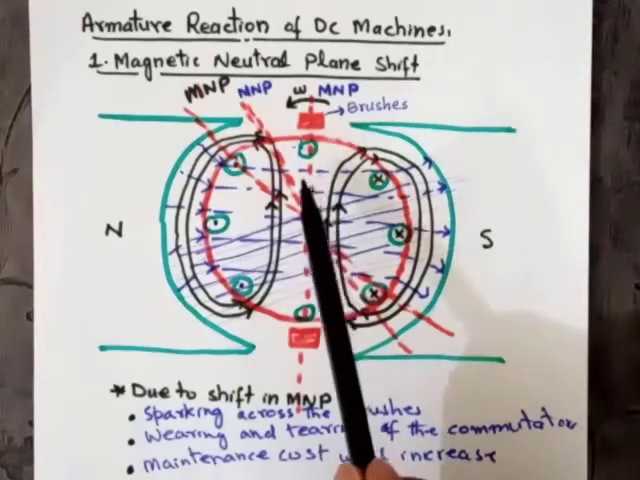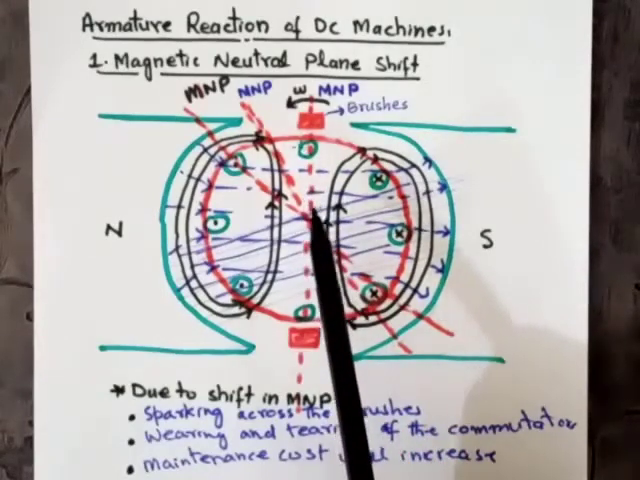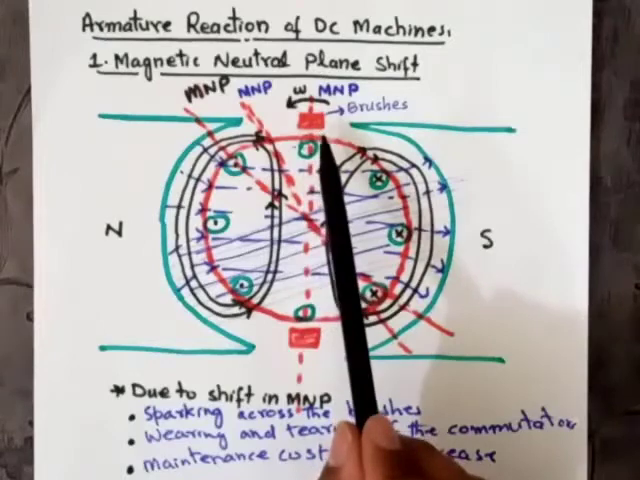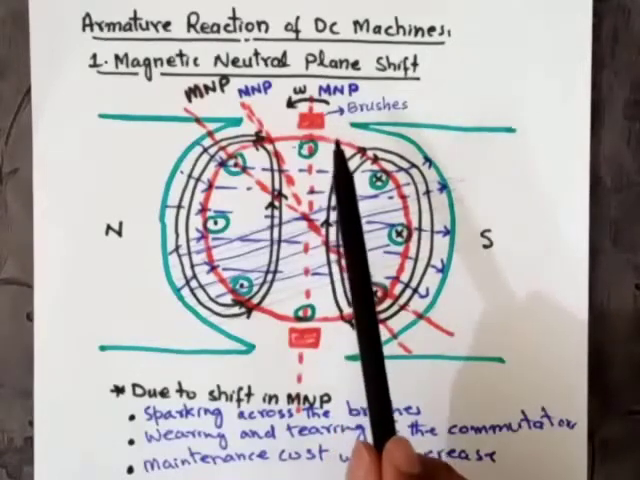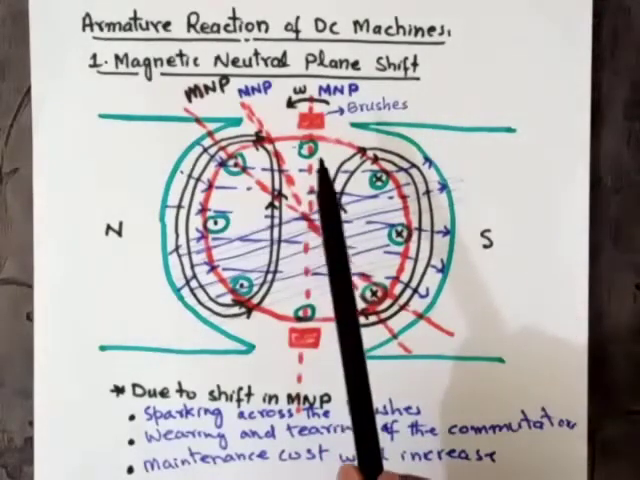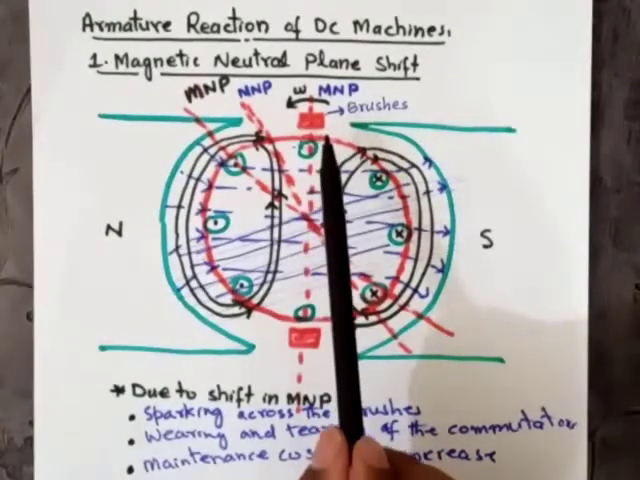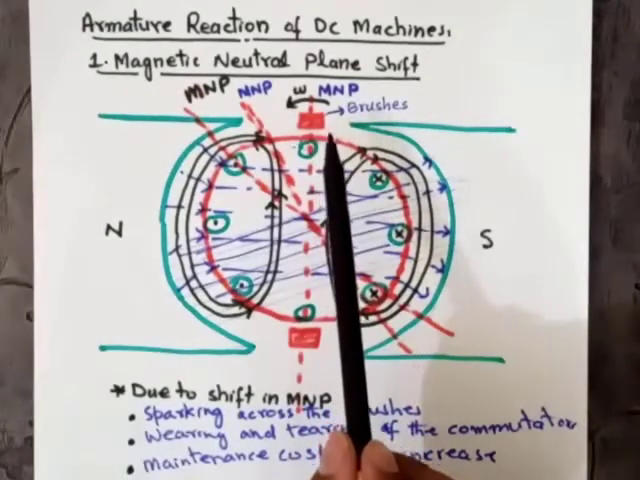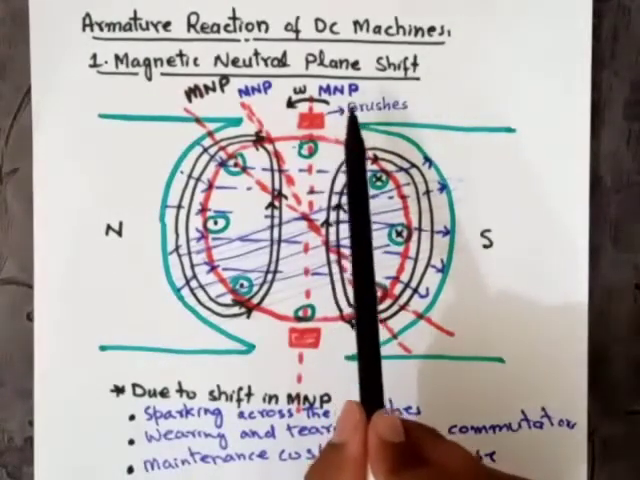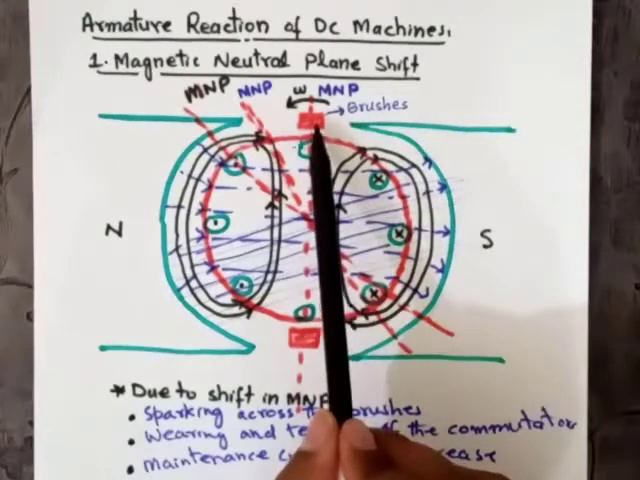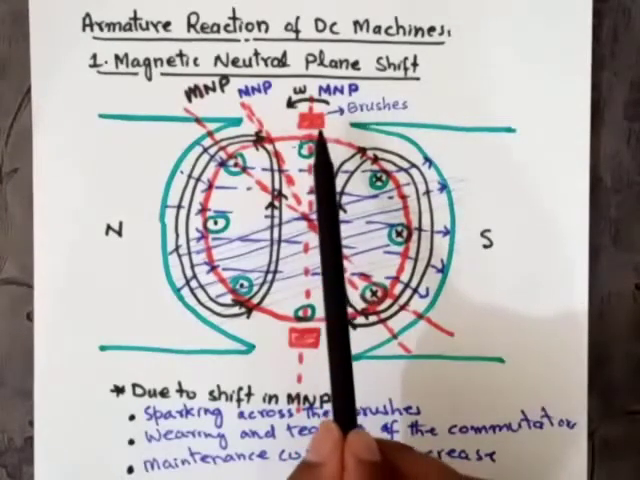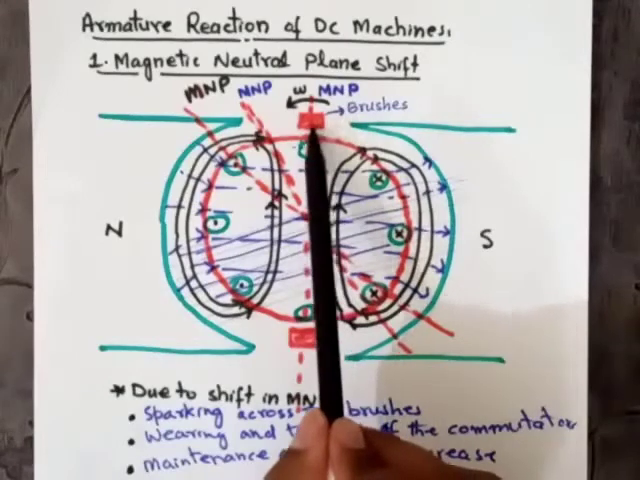So usually the brush is kept under the no load condition. Normally, in real machines, the brushes are kept under the no load condition. At no load, the magnetic neutral plane will be at that position. Normally, the brushes are kept at that position.